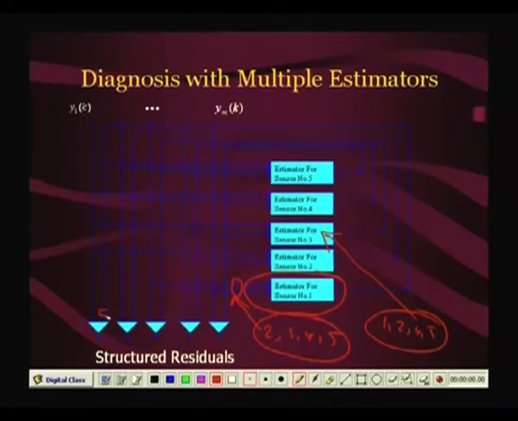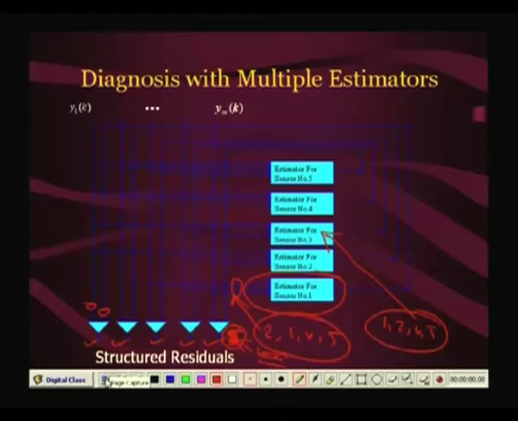it compares the estimate with the measurement, and therefrom it gets the various residuals. Suppose we find that the third residual is large, or the fifth residual is large. So, we can easily find out which is the sensor which has failed.